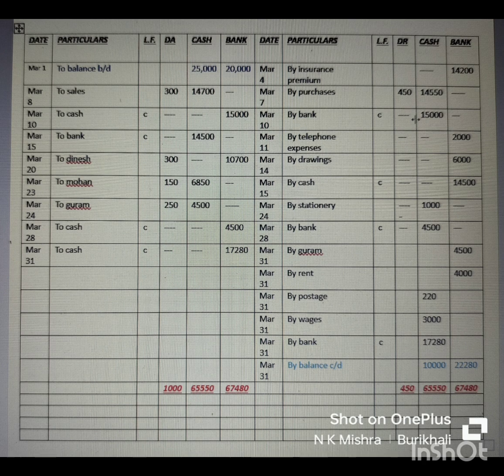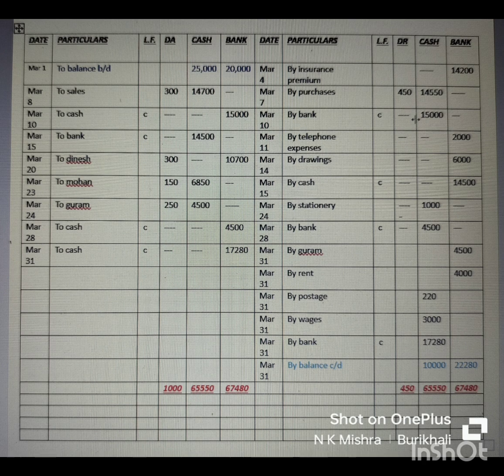Next is received check from Dinesh in full settlement of 11,000 deposited into bank. Yes, you have received a check from Dinesh of rupees 10,700 in full settlement of 11,000. Okay, means actually you are supposed to receive from Dinesh 11,000, but you are receiving a check of about 10,700 in full settlement. Means you are allowing 300 rupees discount. So in that case, discount allowed will be 300, and 10,700 is basically the money which you are receiving in the bank.